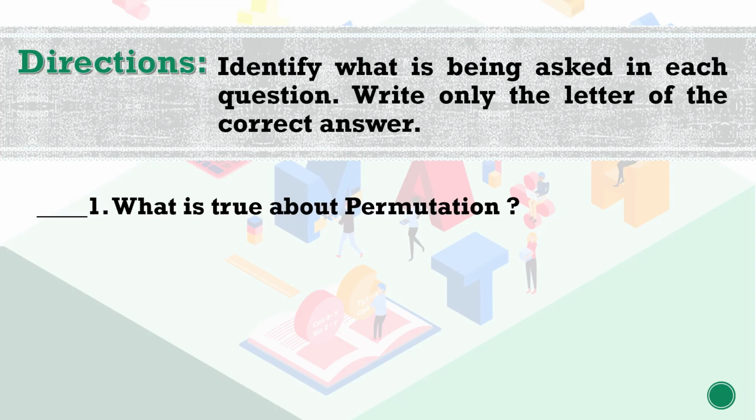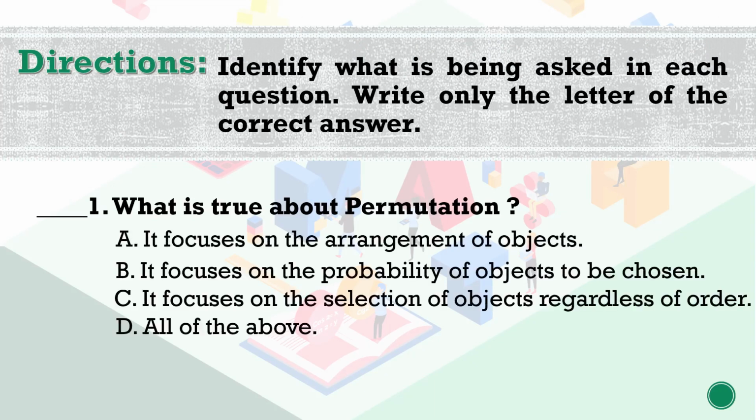Number 1. What is true about permutation? Is it letter A, it focuses on the arrangement of objects? Letter B, it focuses on the probability of objects to be chosen. Letter C, it focuses on the selection of objects regardless of order. Or is it letter D, all of the above? The answer is letter A.